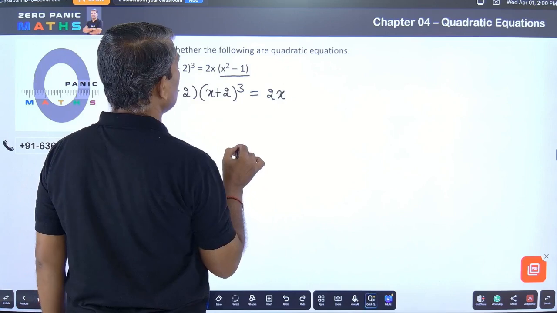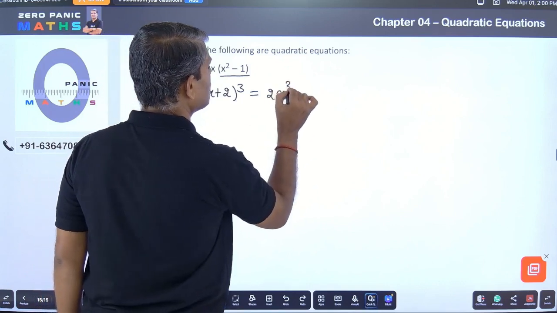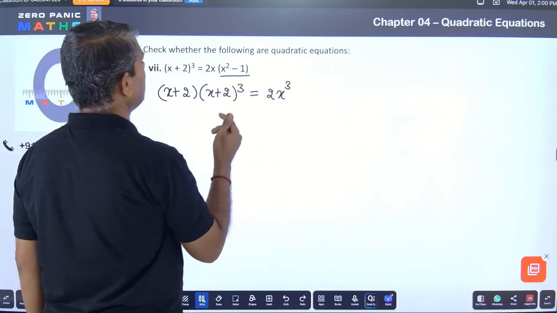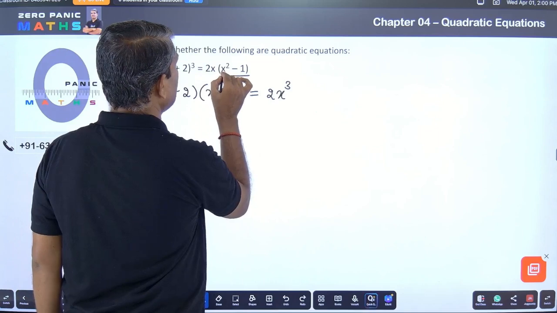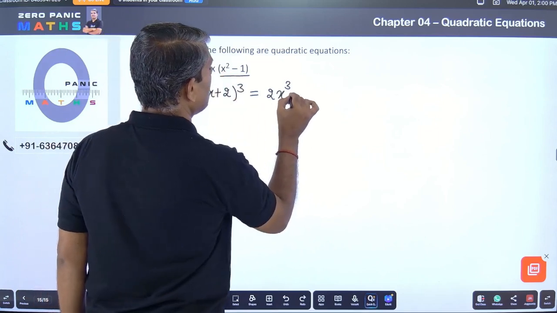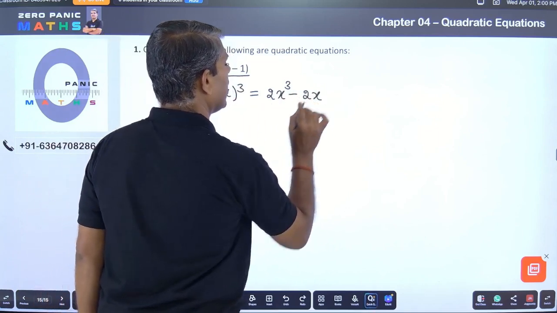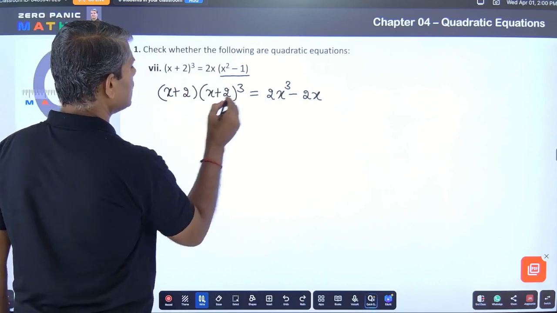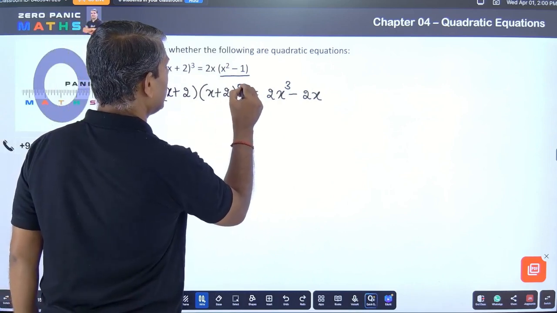2x into x square, that is 2x cube. Okay, and let us see whether x cube terms will get cancelled later. Okay, 2x into x square is 2x cube, minus 2x. Okay, let us check what happens. Okay, sorry, this is not cube, this is square, right?